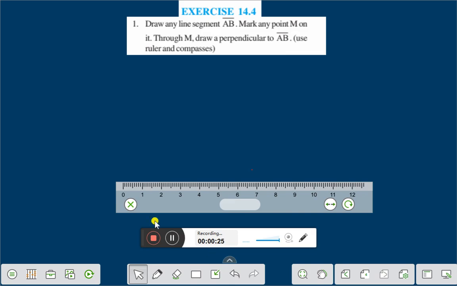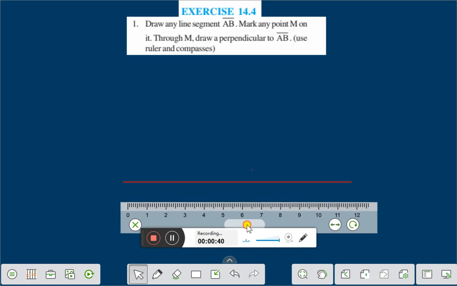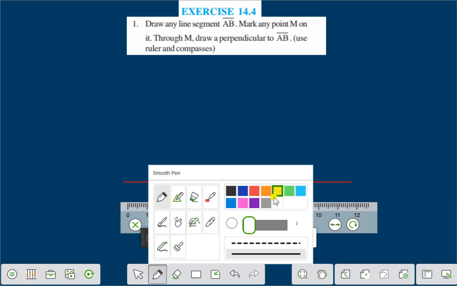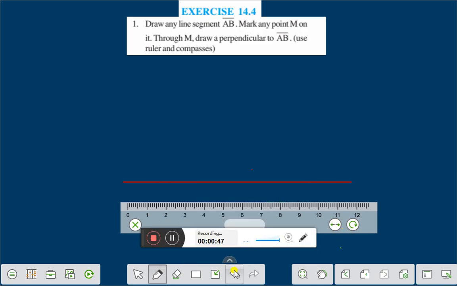Then we have to draw a line segment AB. Let us draw a line segment AB. Here we have taken a line segment, and suppose the name of the line segment is AB. This is A and this is B point, right?